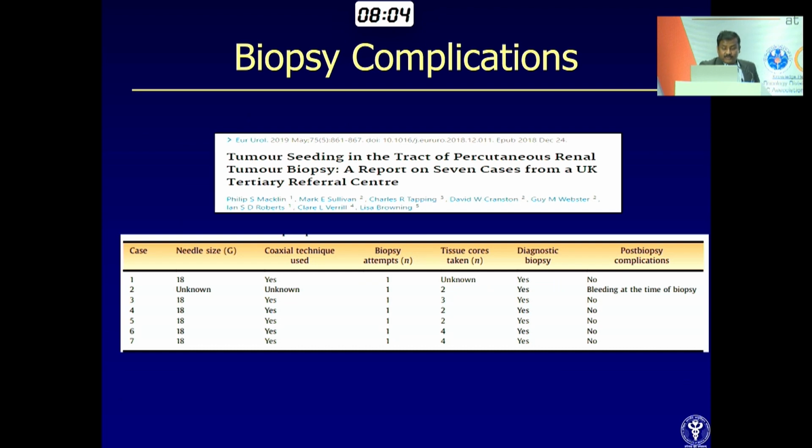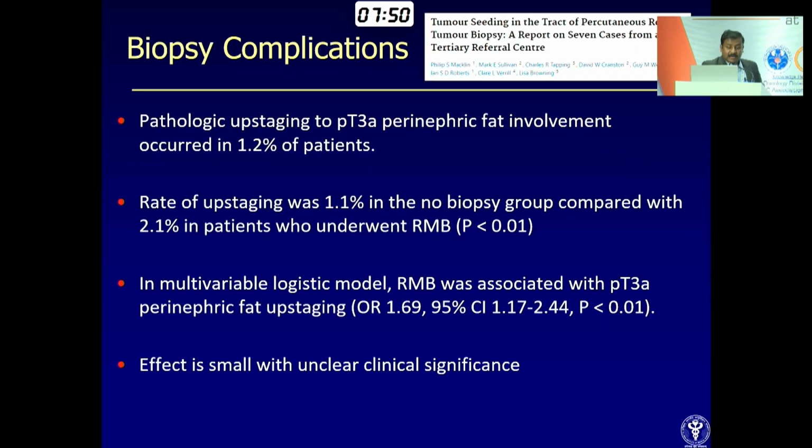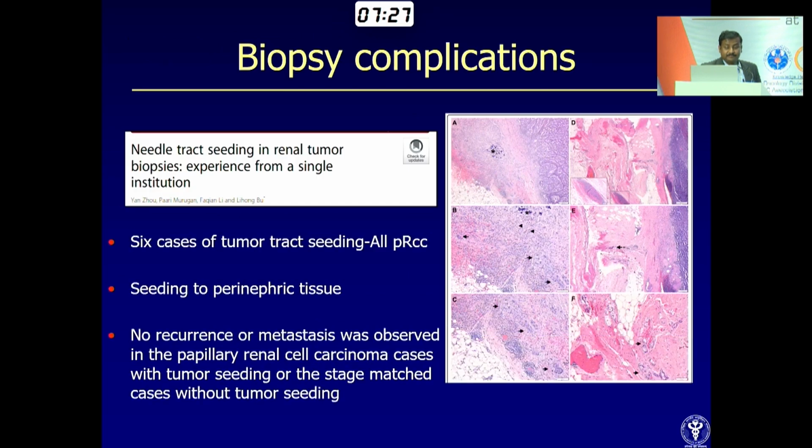This is a paper from the UK, from a tertiary care referral center. There are only case reports available for tumor seeding after percutaneous biopsy. These are the 7 cases that have been reported from the UK. However, pathological upstaging can happen if you do a percutaneous needle biopsy because of perinephric fat involvement. It happens in around 1.2% of patients. In a multivariate logistic model analysis, renal mass biopsy was associated with pT3a perinephric upstaging. Its effect is small, so ultimately it has an unclear clinical significance.